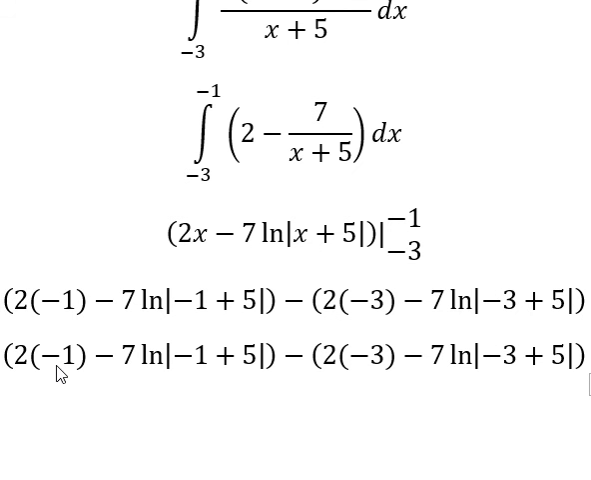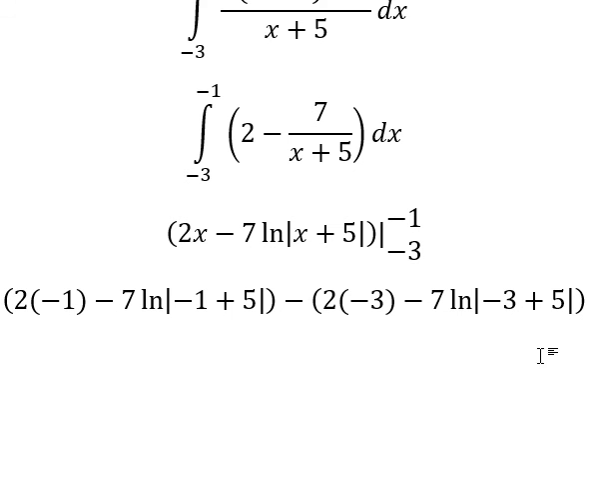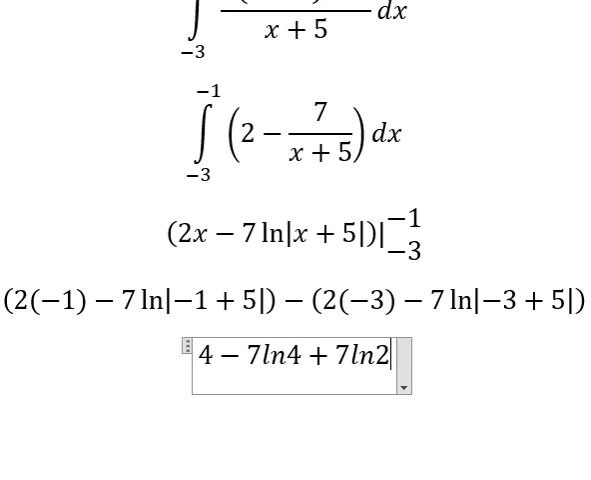So number 2 multiplied by negative number 1 minus number 2 multiplied by negative number 3, you got about 4. Minus 7 ln number 4 plus 7 ln number 2. And this is the final answer.